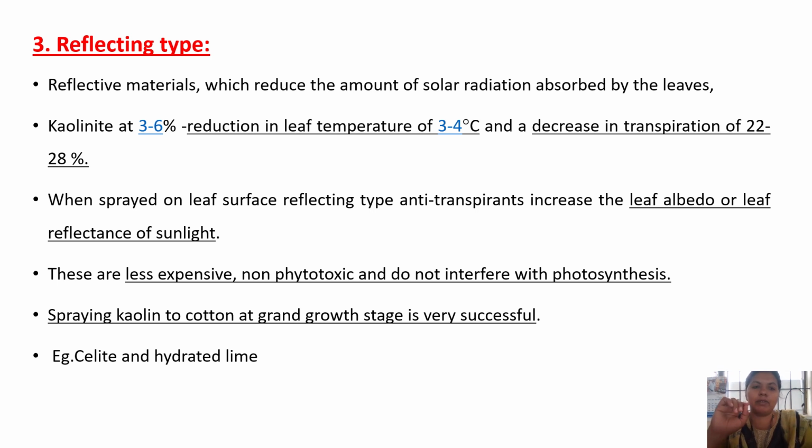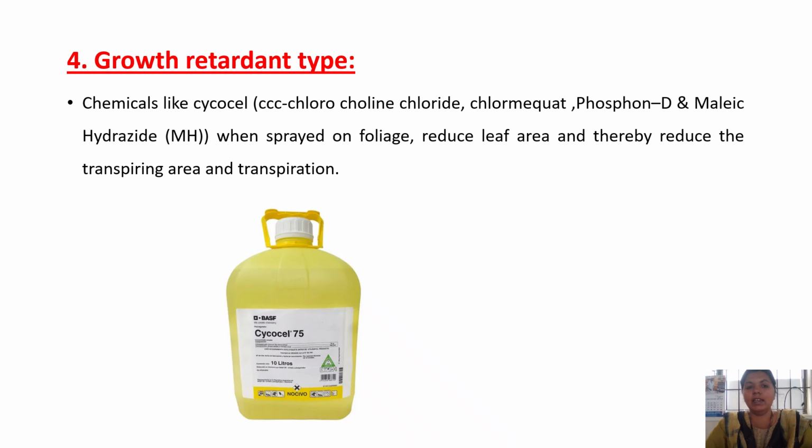Some examples for reflectant type are celite and hydrated lime. And finally, the last one is the growth retardant type of anti-transpirant. Some chemicals like phosphon, when we spray on the plant leaf foliage, reduce the leaf surface. If the leaf surface reduces, the transpiring area will get reduced, and since the transpiring area gets reduced, the amount of transpiration occurring in the plants will also get reduced.